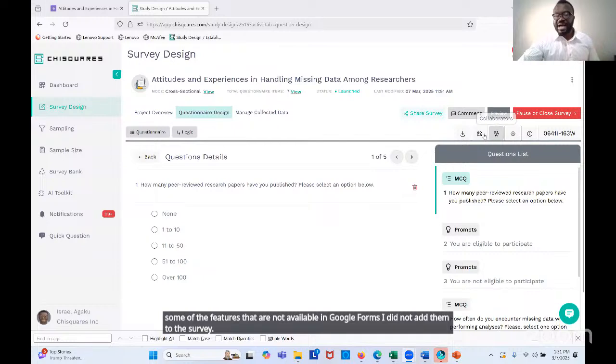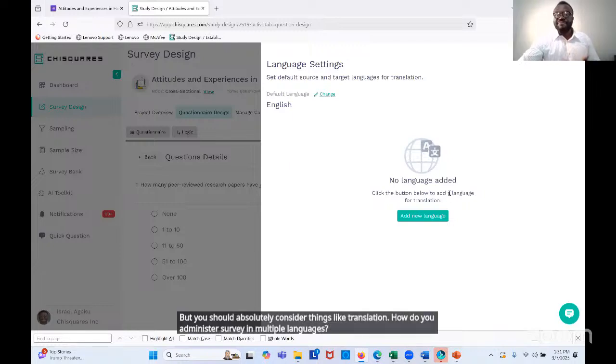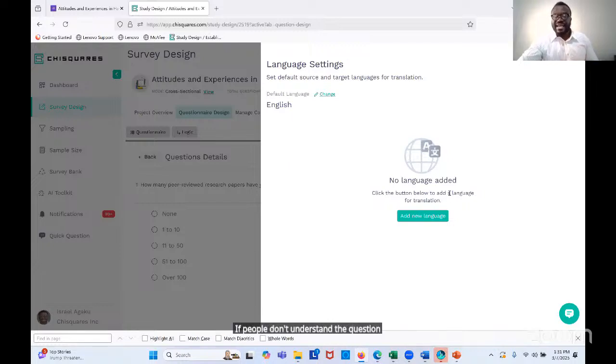But you should absolutely consider things like translation. How do you administer a survey in multiple languages? If people don't understand the question you're asking, then likely they will not answer it, and then you have a missing value. So consider having multiple languages.